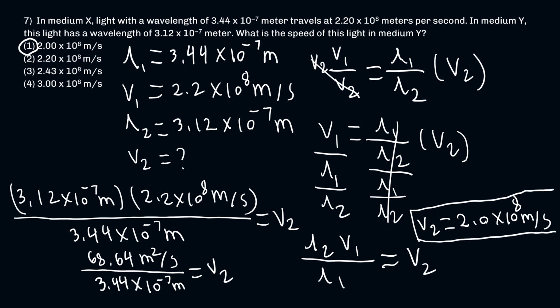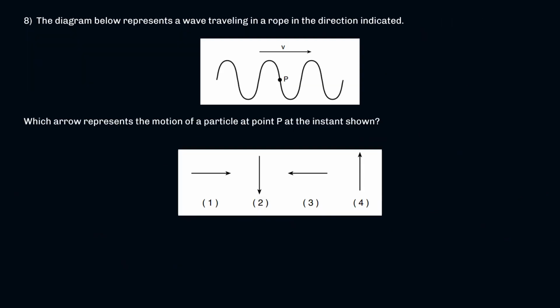All right, so let's move into our next example. Example number 8. The diagram below represents a wave traveling in a rope in the directions indicated. So it shows that the wave is traveling to the right. Which arrow represents the motion of particle P at the instant shown?